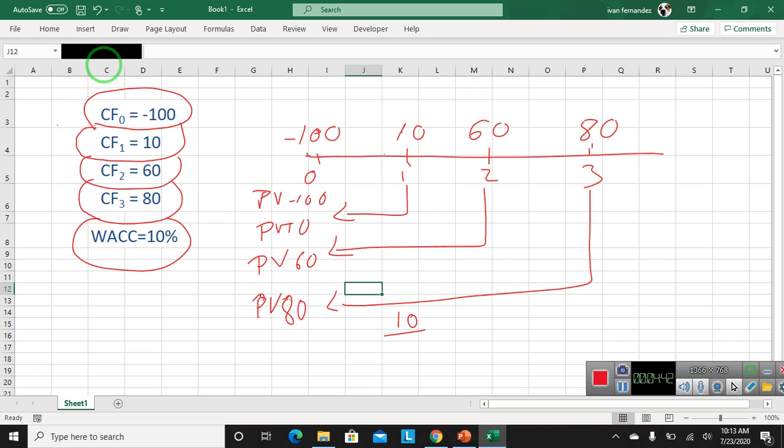So the present value of the first payment of $10 will be 10 divided by 1 plus 0.10 raised to the first power. The present value of 60 will be 60 divided by 1 plus 0.1 raised to the second power. And finally, the $80 would be 80 divided by 1 plus 0.1 to the third power. So you would take those three values and the negative 100, right?